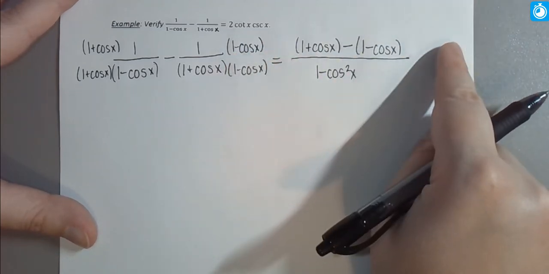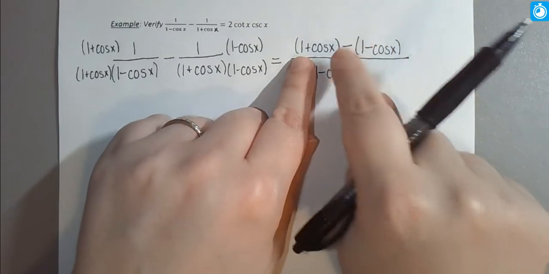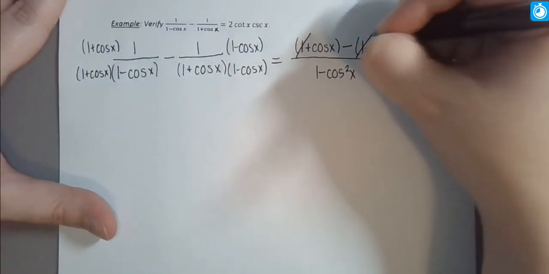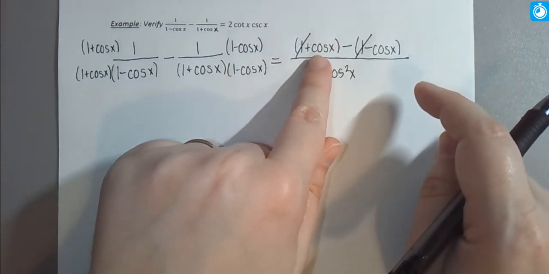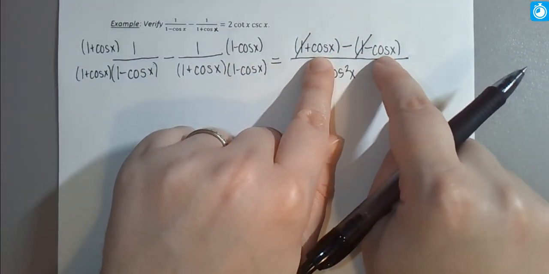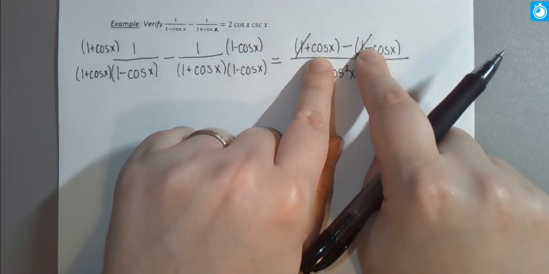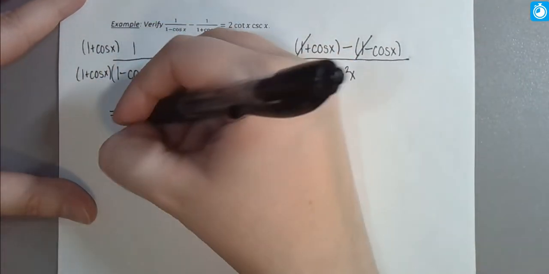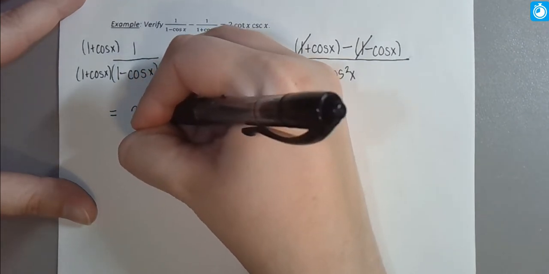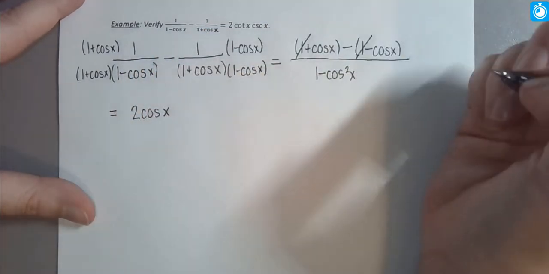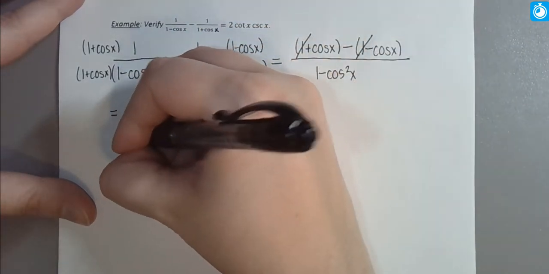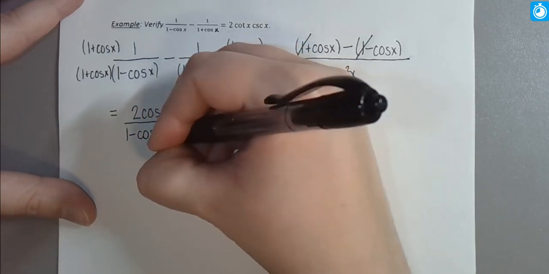So let's clean up our numerator. What do we have? Well, 1 minus 1, equal and opposite. They cancel. Now be careful with the other two terms. We have a positive cosine minus a negative cosine. Those double negatives will convert to an addition. So cosine plus cosine is going to give us 2 cosine. So our numerator is going to be 2 cosine x. And then our denominator is going to be 1 minus cosine squared x.